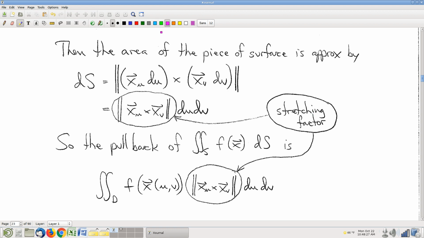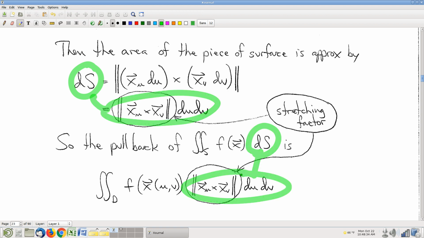Right, so there we go. That ds, we just computed that ds. It's that, our stretching factor in there. We're interested in this integral.